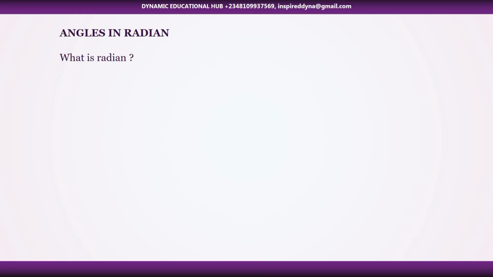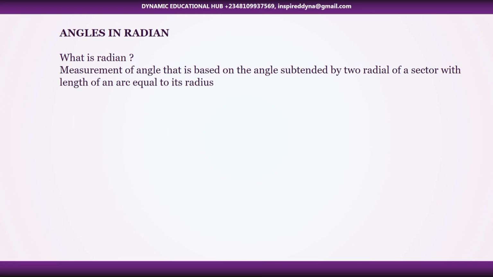So let's look at measurement of angles in radians. What is a radian? A radian is a convention for measuring angles, the units of angles. An angle can be measured in degrees, pi, and radians. A radian is a measurement that is based on when the length of an arc of a circle is equivalent to the radius of that circle. It is the measurement of an angle based on the angle subtended by 2 radii of a sector with the length of an arc equal to its radius.